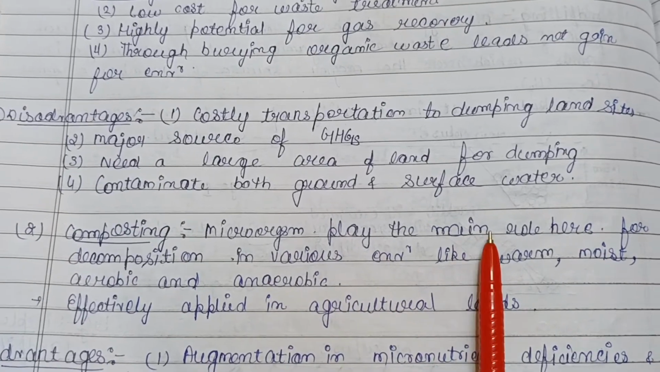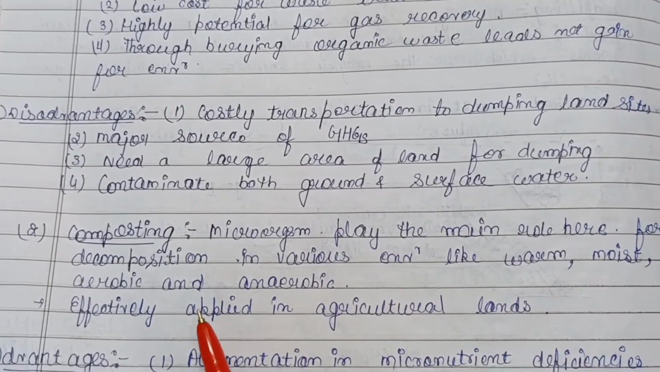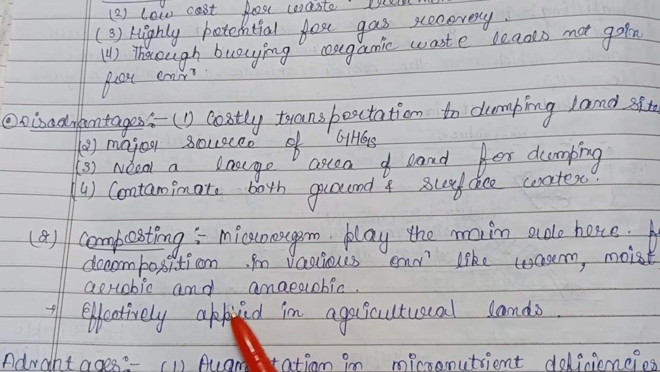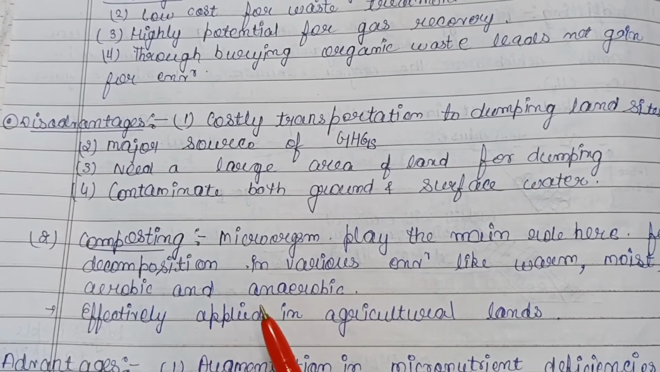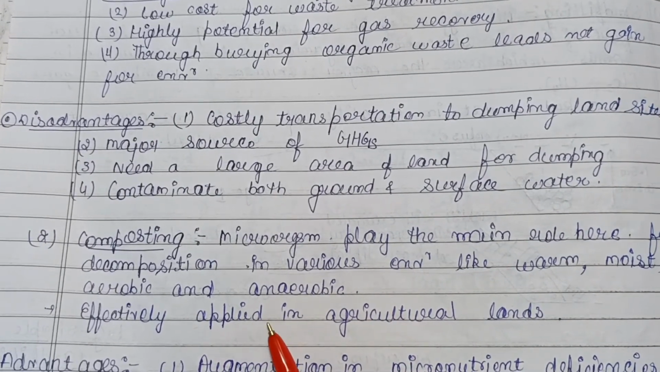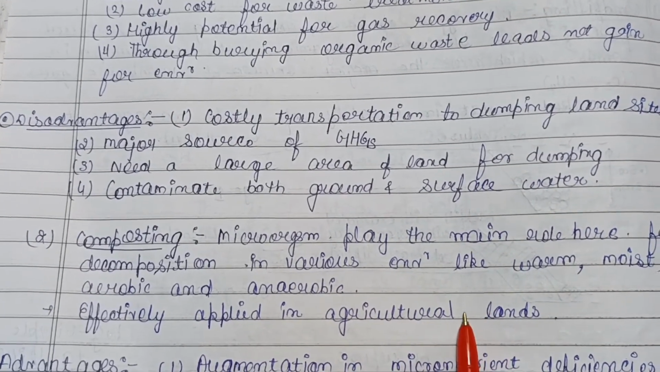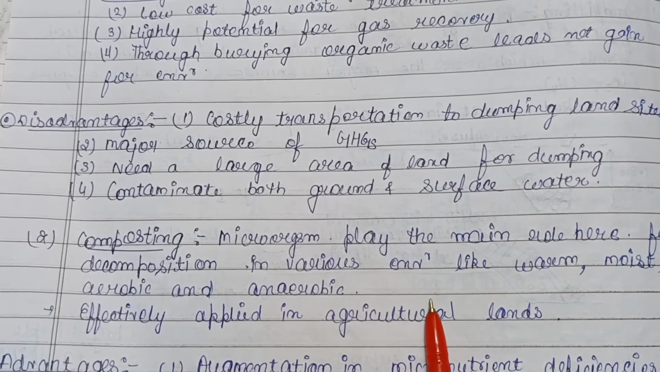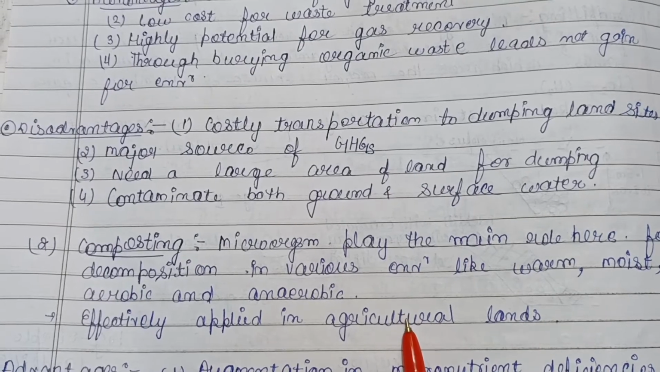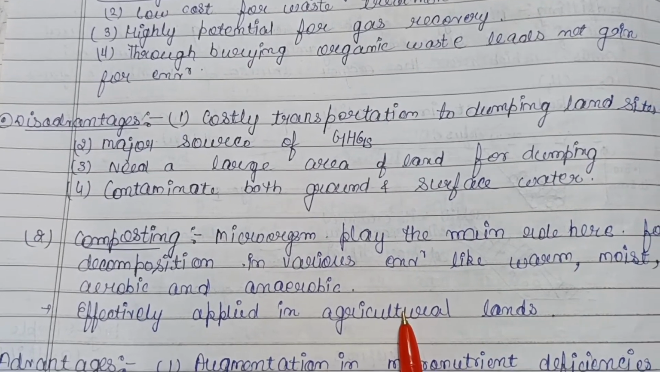So microorganisms play the main role here for decomposition in various environments like warm, moist, aerobic, that is presence of oxygen, and anaerobic, that is in the absence of oxygen. It is basically effectively applied in the agricultural lands where, we can say, the traces of the crops or the vegetable mulches or the leaves, okay, they are used here.